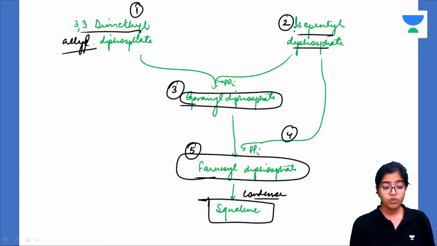And what did I tell you? 2 farnesyl molecules will condense. So 5 and 6, isn't it? 1 dimethyl allyl diphosphate, 2 isopentyl diphosphate, 1 geranyl diphosphate, and 2 farnesyl diphosphate. These are the 6 isoprenoid units that will condense into a molecule of squalene. This is the third step.